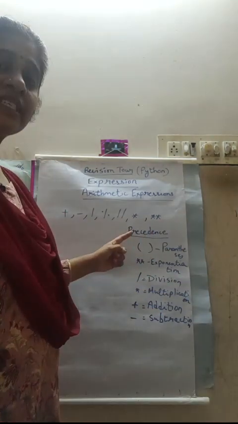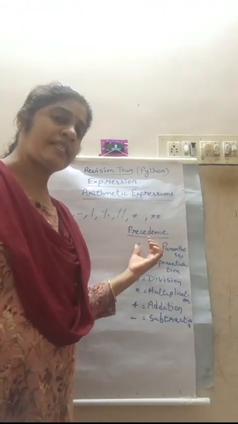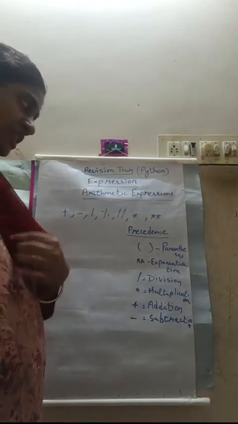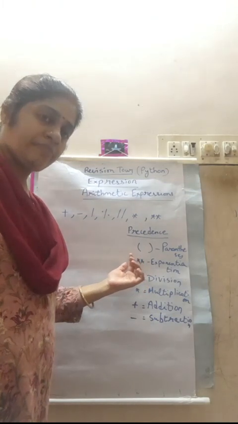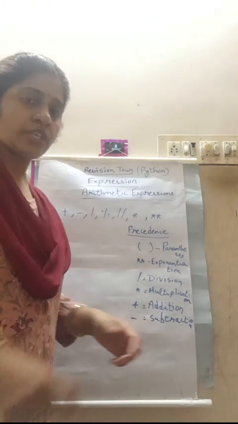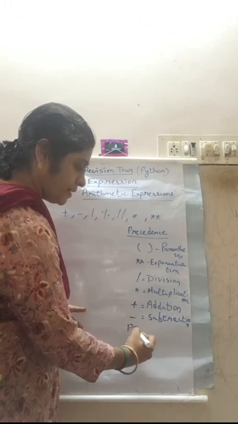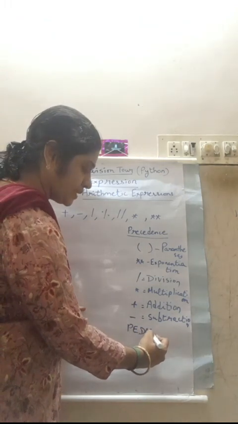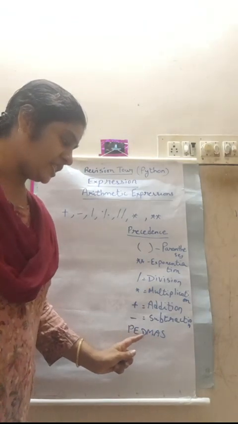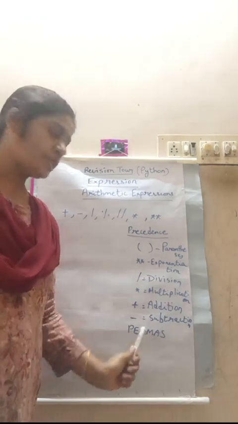So the very first precedence is given to parenthesis. Whatever expression is written within the parenthesis will be evaluated first, then exponentiation second, then division, then multiplication, addition and subtraction. So it follows the rule PEDMAS. That means first parenthesis, then exponentiation, then division, then multiplication, then addition, then comes the subtraction. So this rule it follows.